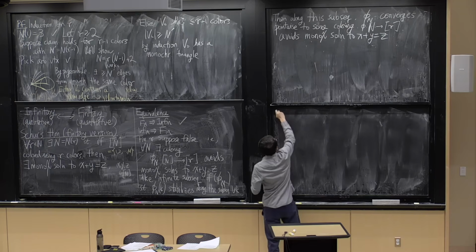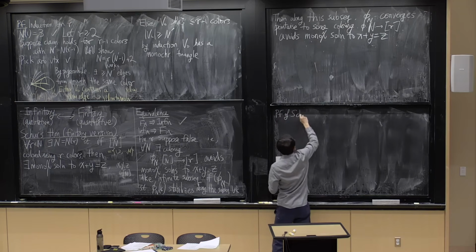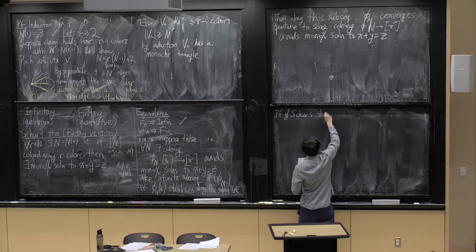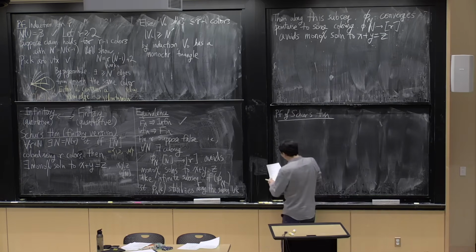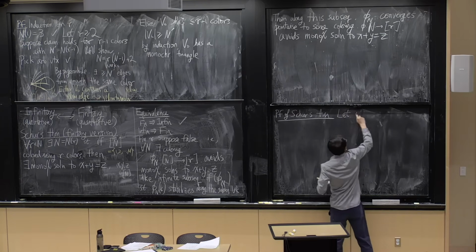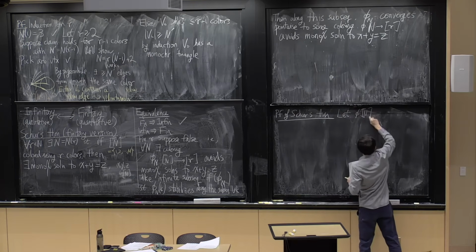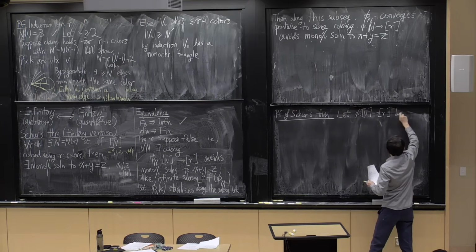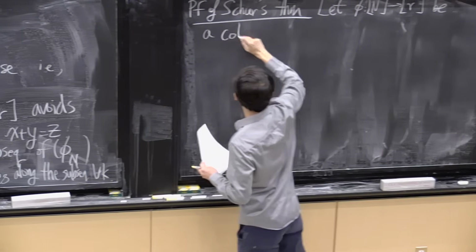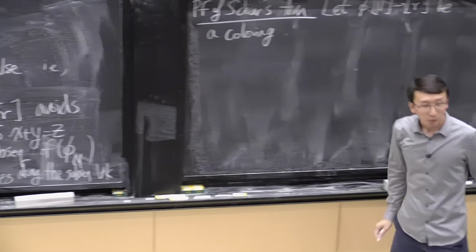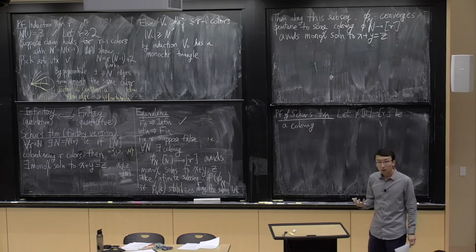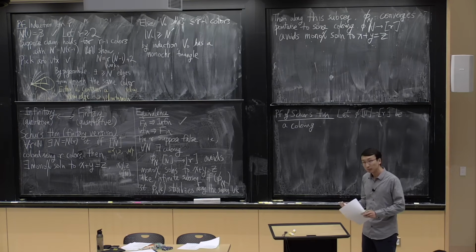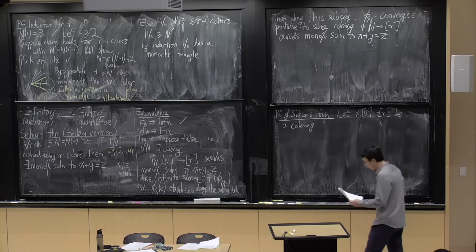All right, so let's prove Schur's theorem. Let's start with a coloring of 1 through n. And I want to form a graph with colors on the edges that are somehow derived from this coloring on these integers.